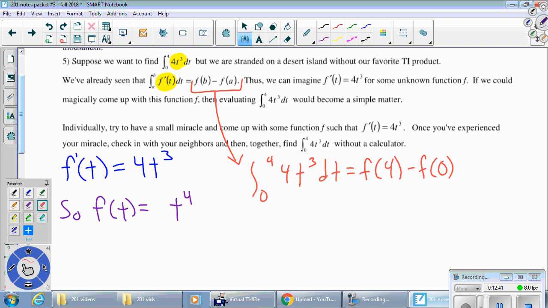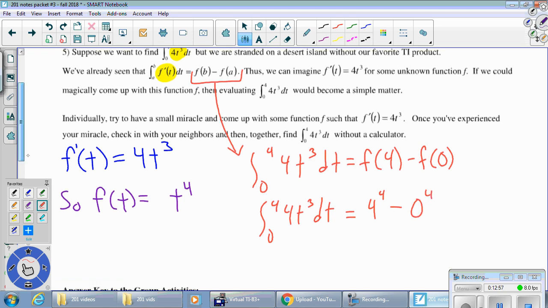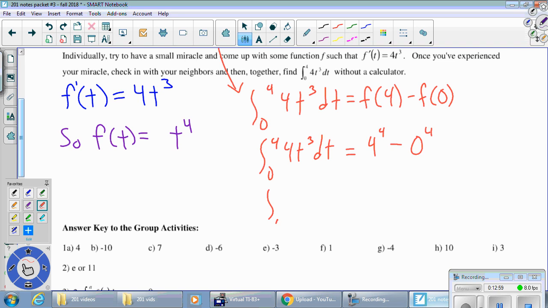But f of 4 we can now calculate because we know that f of t is just t to the 4th. So this is 4 to the 4th minus f of 0. We can do that too. That's 0 to the 4th. And so that means that the integral that we wanted is actually just 4 to the 4th, 256 minus nothing.